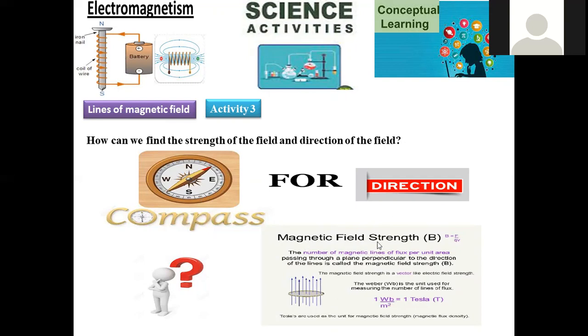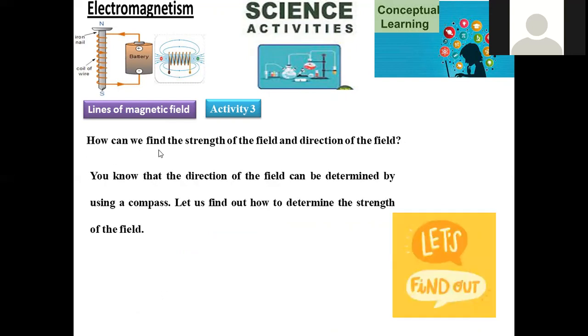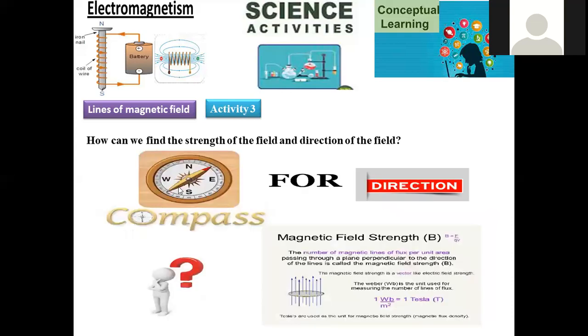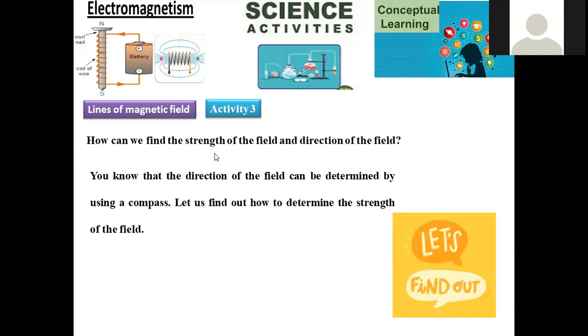Now we have to determine what the magnetic field strength is. So that topic is to be deduced here. Now let us see how we can find the strength of the field and the direction of the field. You know that the direction of the field can be determined by using a compass. Just now we discussed that a compass is used for identifying in which direction we are moving. And let us find out how to determine the strength of the field. Here, the strength of the field can be determined by using this activity number 3.